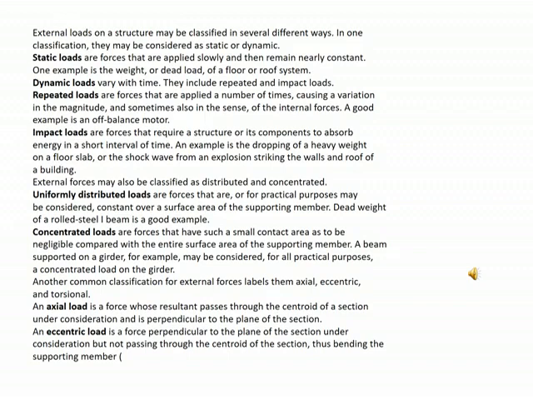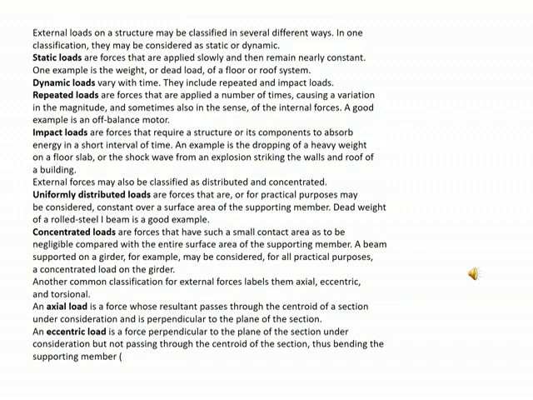Another one is concentrated loads. They are forces that have such a small contact area, negligible compared with the entire surface area of the supporting member. So the load area, the impact area, is negligible compared with the entire surface area of the member. So that kind of load is a concentrated load. A beam support on a girder may be considered, for all practical purposes, a concentrated load on the girder.